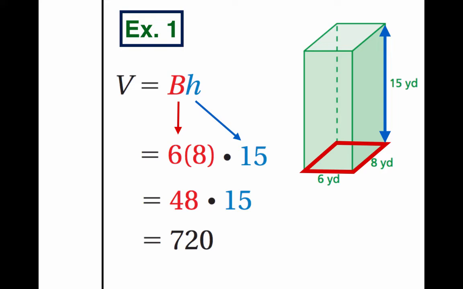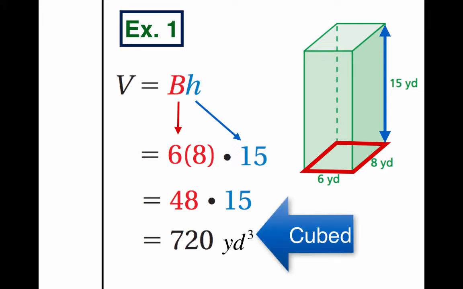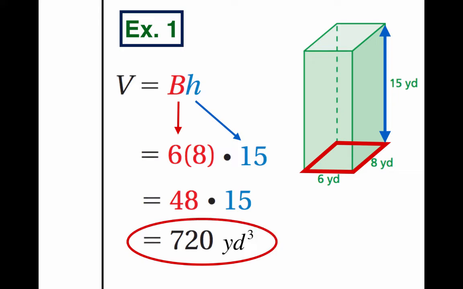So the volume of our object is 720, but here's what we say. We say yards with a little third power. Why the little third power? Because it stands for cubed. Remember, we're measuring how many little cubes fit inside of the object? Well, 720 yards cubed is what fits inside the object. All right, let's circle our answer and we'll try another one.